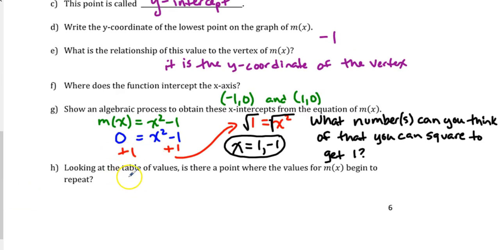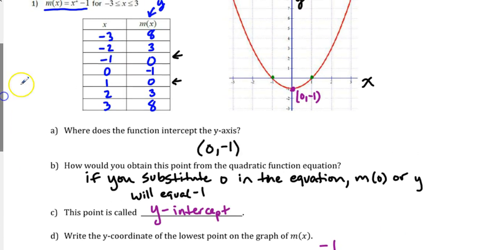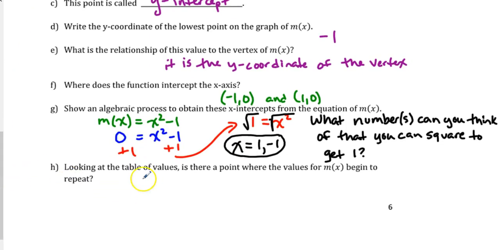And finally, it's asked, look at the table. Is there a point where the values for m of x begin to repeat? Well, let's look at the table and see if we see something like that. So the y values 8, 3, 0, negative 1, and then it turns over. So right there, that's where we see repetition. That has a special name. That's called the vertex or turning point. Let's label that down here. That is the point, 0, negative 1, and it's called the vertex or turning point.